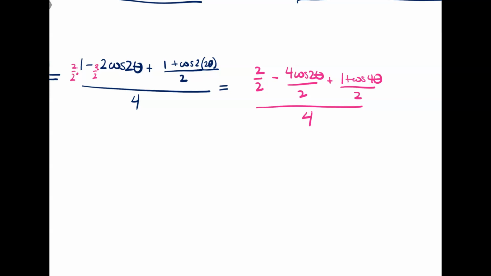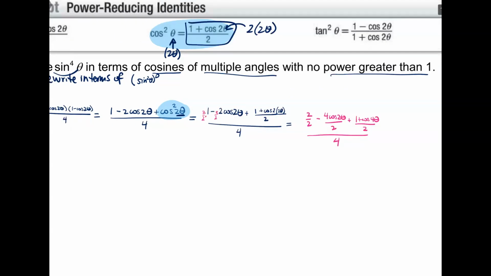Wait, but why did you add 2 theta? Right here? Yeah. Okay. So I came out with this line right here, right? Since I can't have powers other than 1, I'm using this right here. But instead of just having cosine squared of theta, I have cosine squared of 2 theta. So I'm plugging this into up here, except the theta is actually 2 theta. So in terms of theta, I'm plugging in 2 theta for theta. Oh. So 2 times 2 theta is 4 theta.